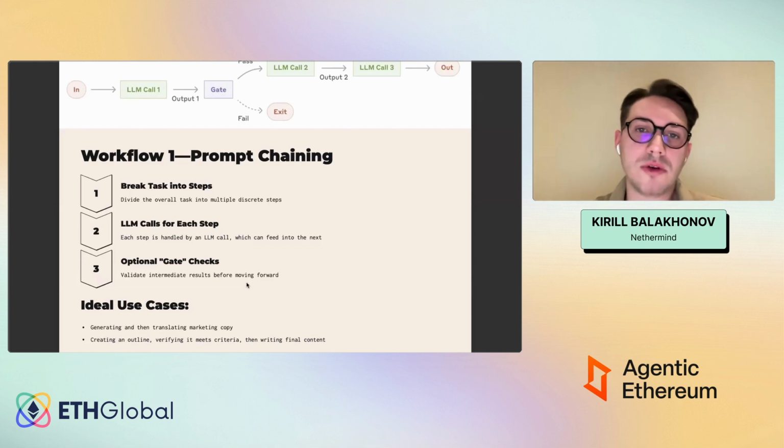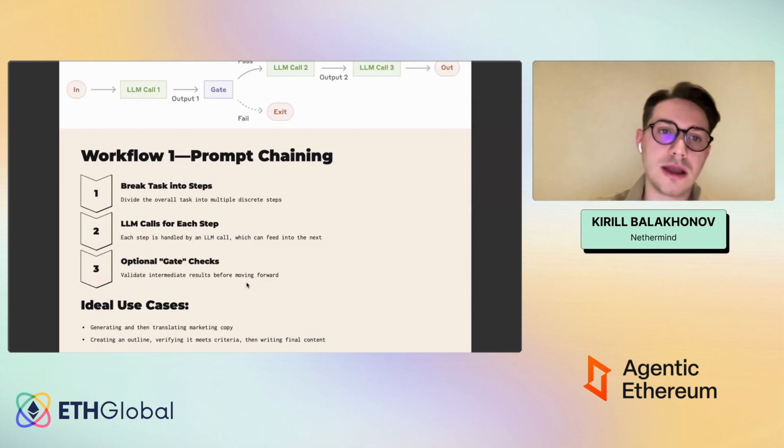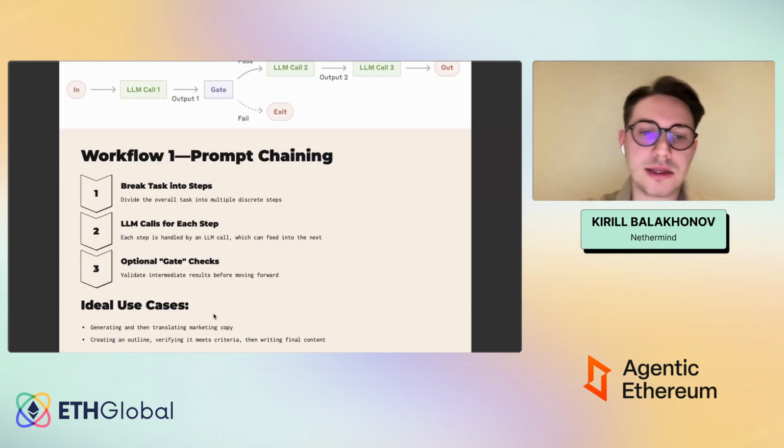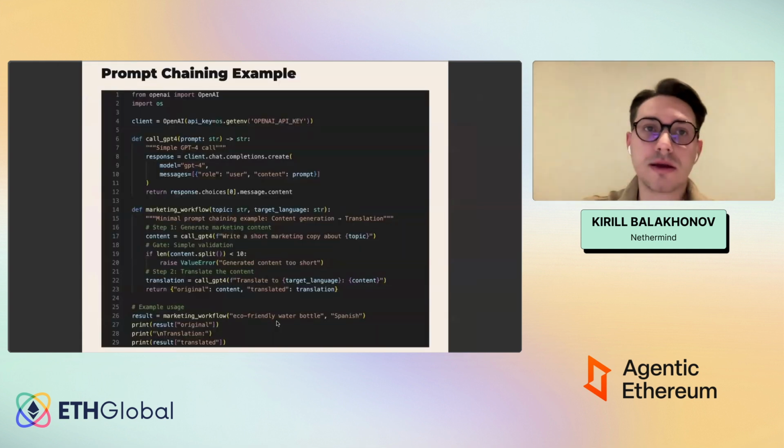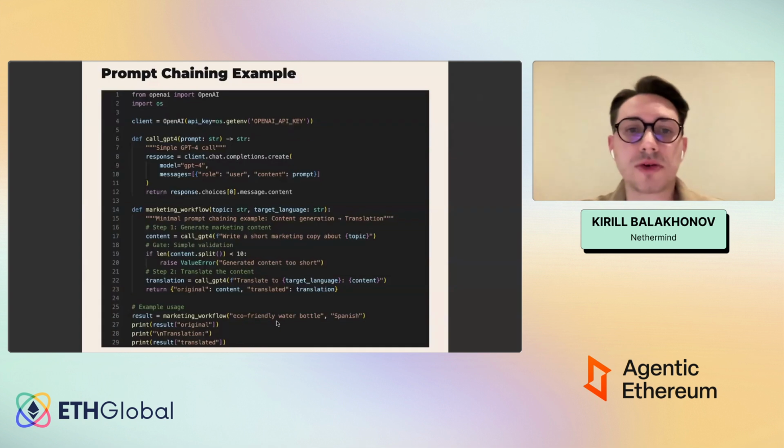So the first example of the workflow is just prompt chaining. We break down the task into a few parts, and each result of one LLM call goes as an input to the next LLM call. The use cases are generating content, translating, copywriting, etc. And for each workflow, I show a simple example.